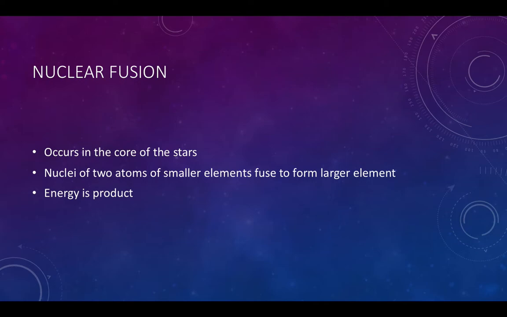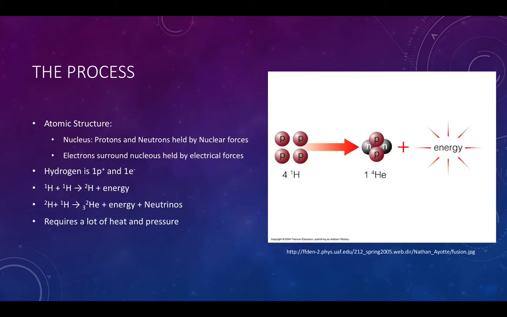Nuclear fusion occurs in the core of every star, and the essential idea is that the nuclei of two atoms of smaller elements are fused to form a larger element, and the product is energy. For the sun, it's mostly hydrogen to form helium, but more nuclear fusion can occur to form heavier elements on the periodic table. That's how they're created.